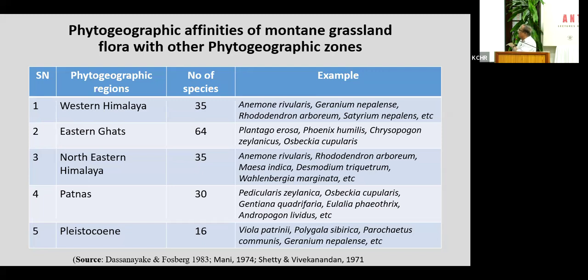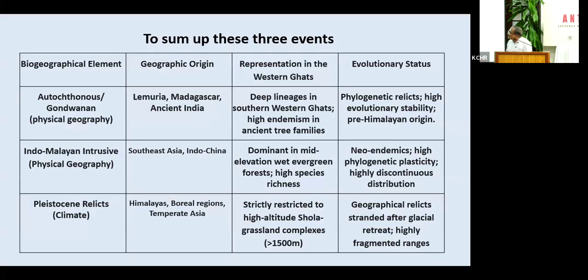So this is actually a continuation of what had happened earlier, the tectonic movement, as well as the other migration from the Indo-Malayan as well as from the Sino-Himalayan region. Yeah, so earlier to sum up these three major events, the two physical geographical events and the other climate-related events, which have brought these kinds of changes into the evolutionary status of the vegetation of this area. That is phylogenetic relics and high evolutionary stability, of pre-Himalayan origin.